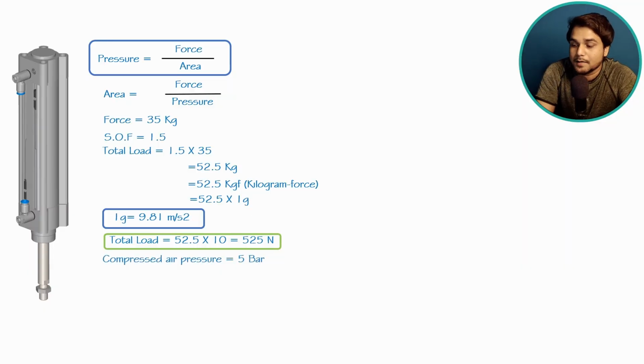कंपनी टू कंपनी वेरी भी करता है. So let's consider the compressed air pressure is 5 bar. So now convert this into metric unit. So 5 bar equal to 5 into 10 to the power 5 Newton per meter square.